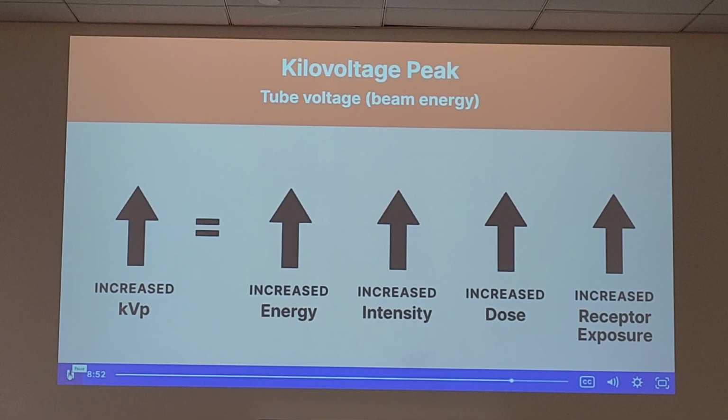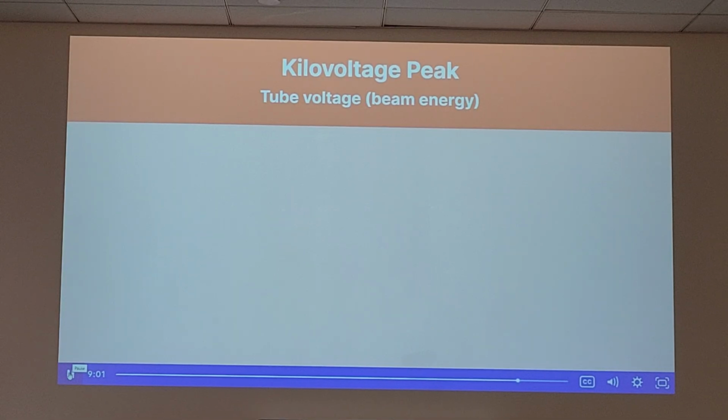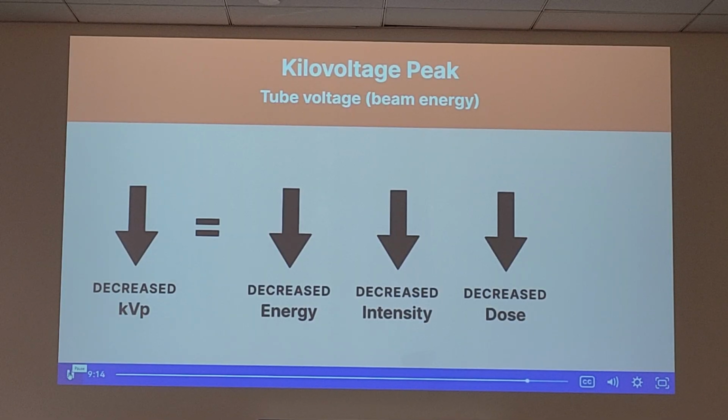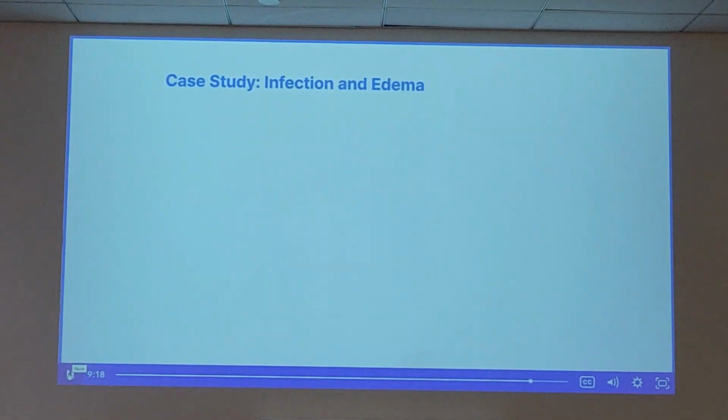When kVp is increased and no other factors are changed, there is an increase in the penetration through the patient, but also an increase in the total number of photons absorbed in the patient. The reverse is also true. If we decrease the kVp, this will decrease the beam energy, but it also decreases the beam intensity, which decreases the patient dose and decreases the exposure to the receptors.